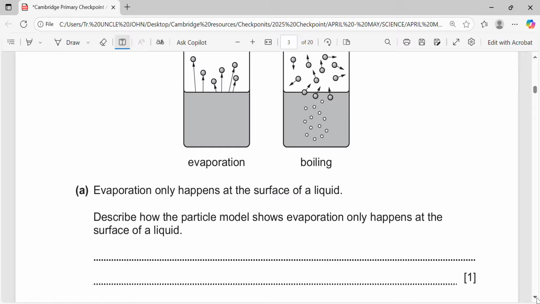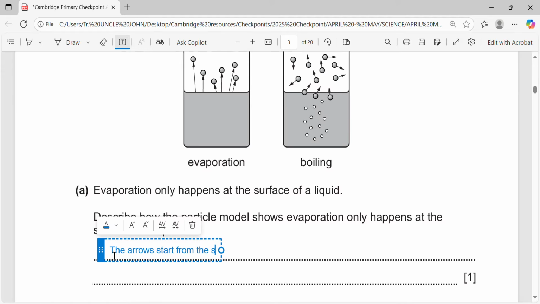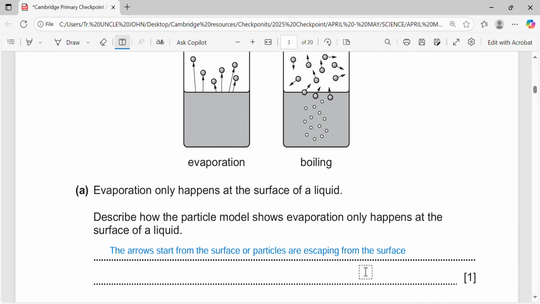The arrows start from the surface. Or particles are escaping from the surface.